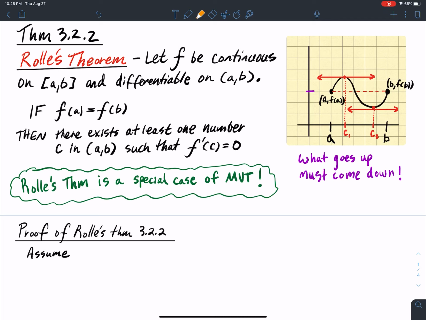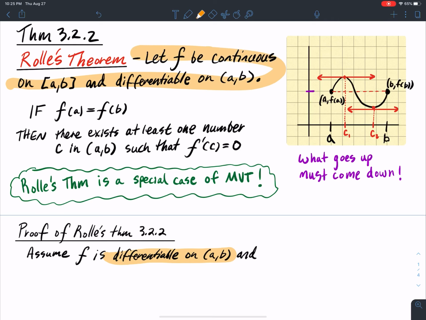I let f be continuous on the closed interval and be differentiable on the open interval, okay? So I'm going to assume that it's differentiable on the open interval. Then we get continuous for free if it's differentiable. Now, what else do I assume here? If f of a equals f of b. So that's an assumption too. If this is true, then this follows, right? So my assumptions here are this line and this line. So not only do I have this first part, but I also have f of a equals f of b.